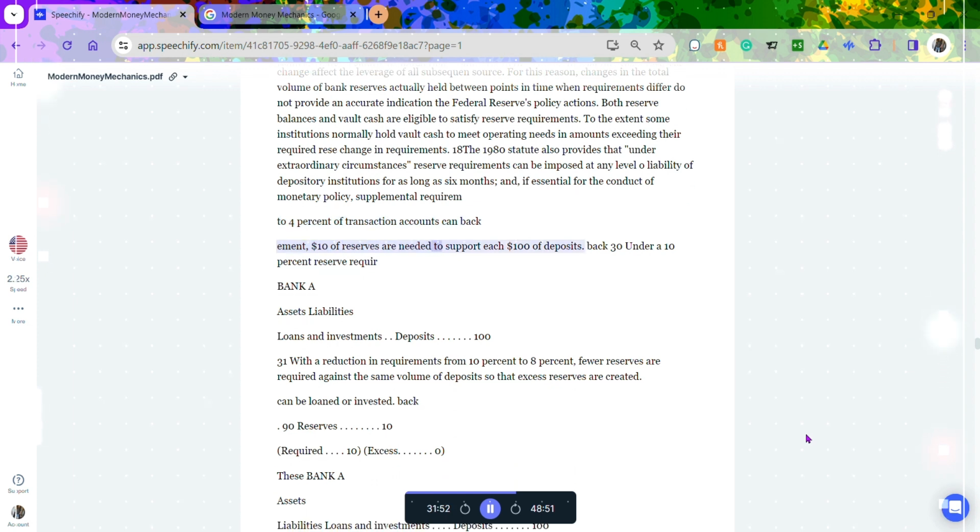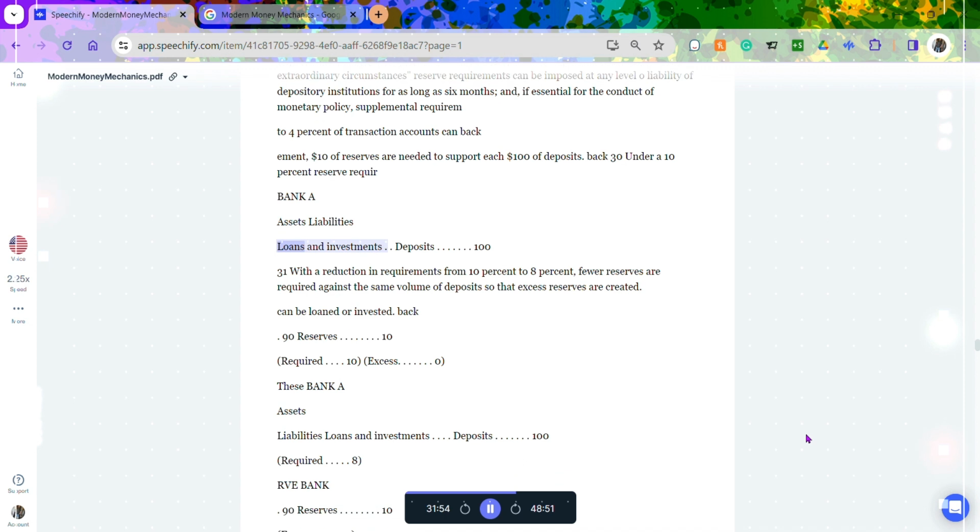$10 of reserves are needed to support each $100 of deposits under a 10% reserve requirement. Bank A assets and liabilities. Loans and investments.